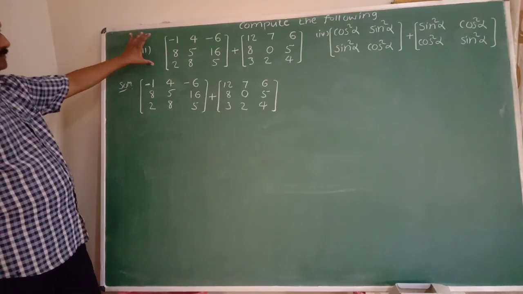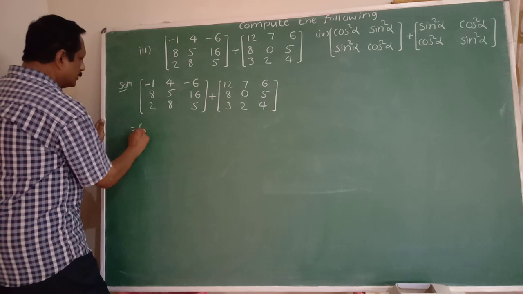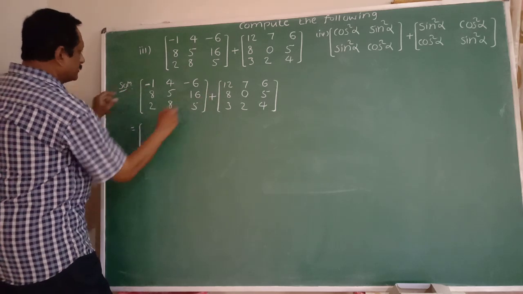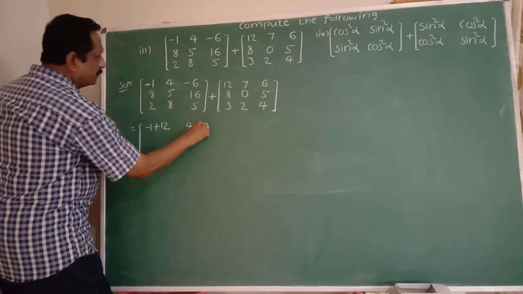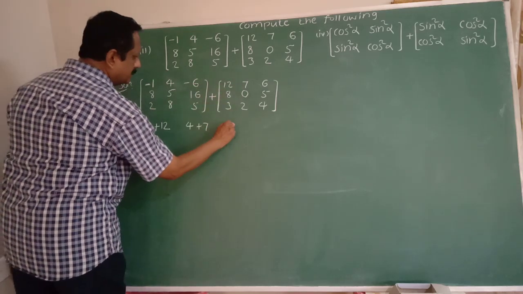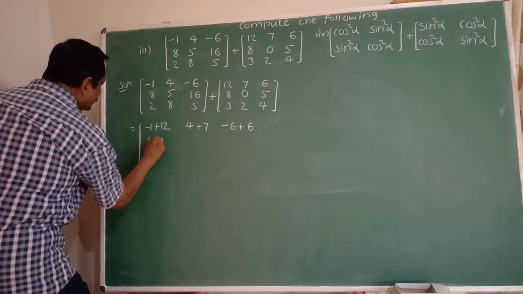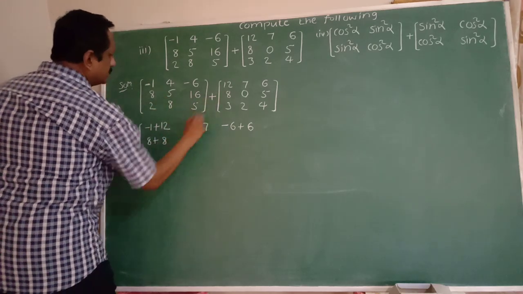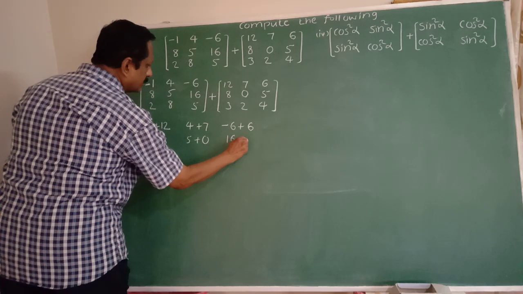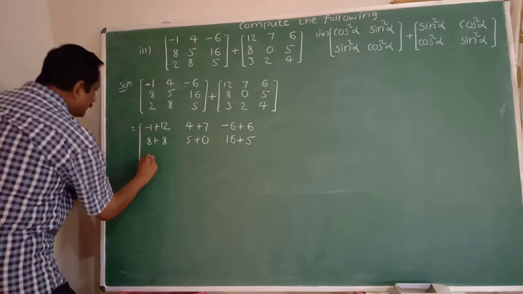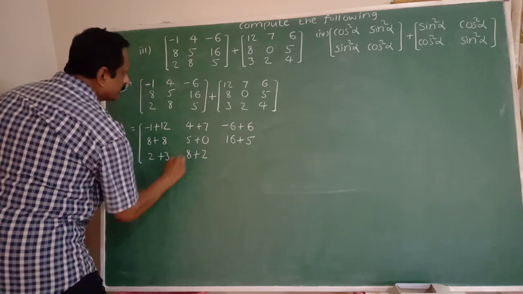Okay, next, the third example here. The same question. Again, add the corresponding elements here. So this is equal to minus 1 plus 12, 4 plus 7, minus 6 plus 6, 8 plus 8, 5 plus 0, 16 plus 5, 2 plus 3, then 8 plus 2, 5 plus 4.